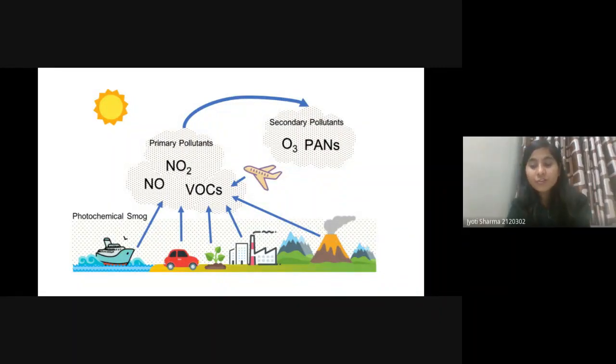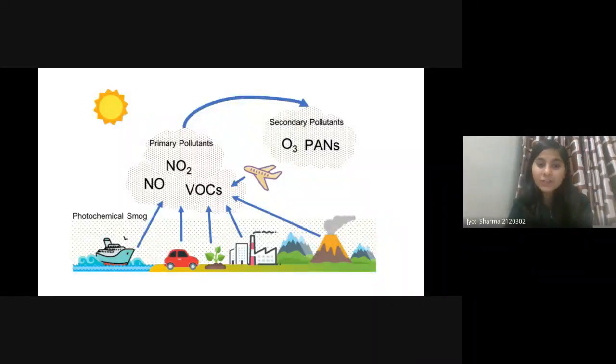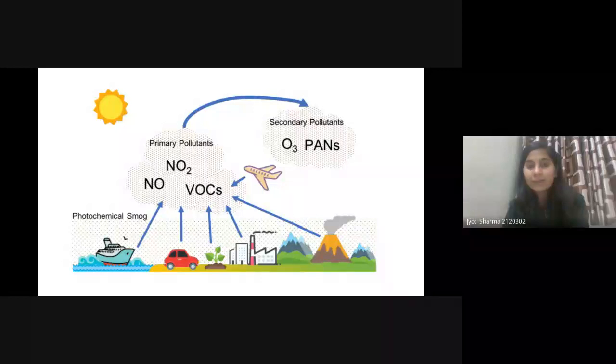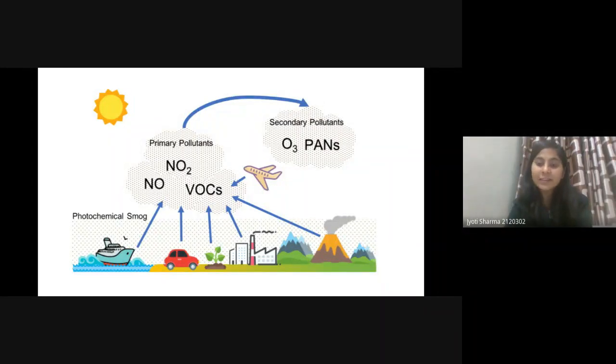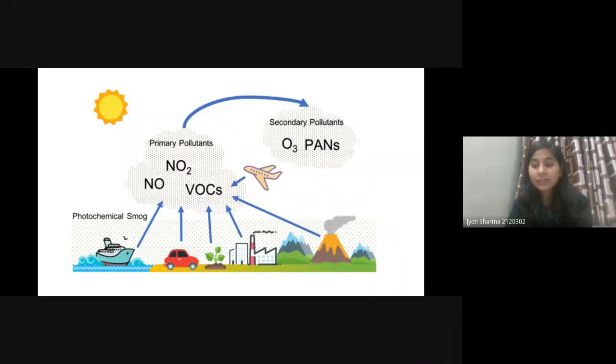So for the formation of photochemical smoke, the precursor gases are nitrogen monoxide, nitrogen dioxide, and volatile organic compounds. In the presence of these kinds of gases and sunlight, there will be the production of secondary pollutants, and ozone is one of the secondary pollutants. This will also give you the photochemical smoke, by which you can feel the haze and reduced visibility.